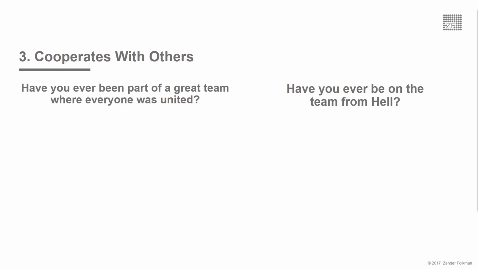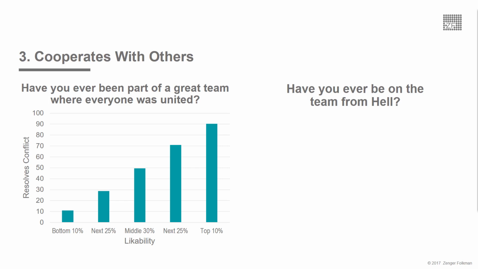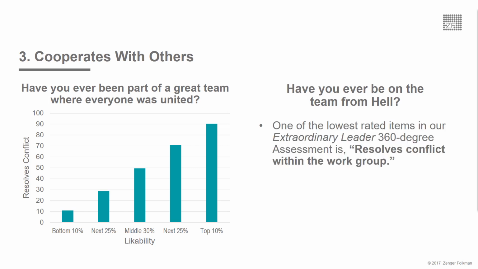And again, a little graphic here showing likability. This time we're showing likability in 5 groups, from the bottom in terms of likability to the top on the horizontal axis. On the vertical axis, we're measuring your ability to resolve conflicts. And clearly, there's a really strong correlation there. The people that are perceived as most likable are very effective at resolving conflict. Now, this item of resolving conflict, it is one of the lowest of our 49 items. It's constantly at the bottom of the list in terms of skill and ability.